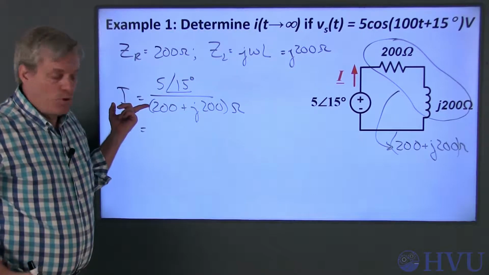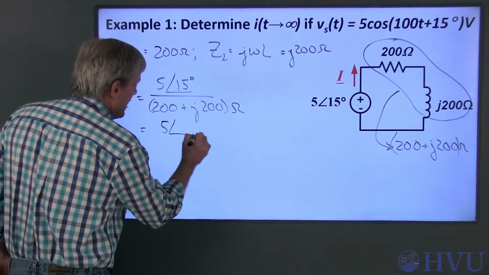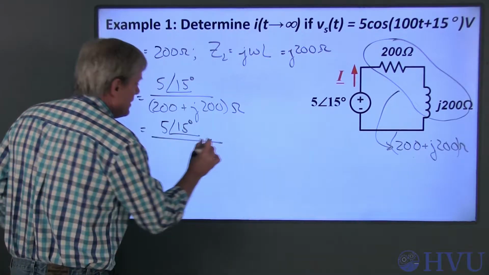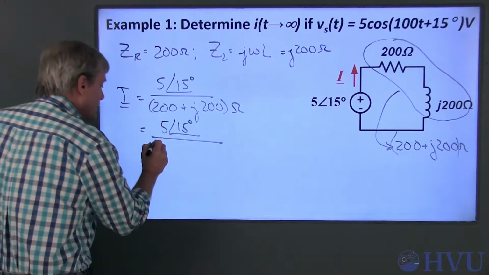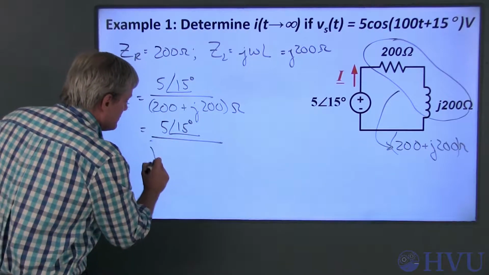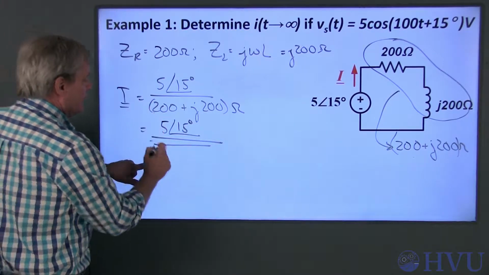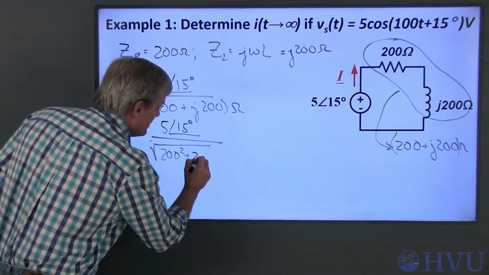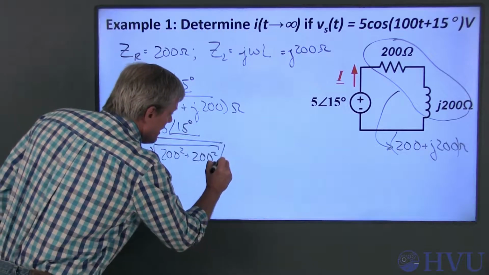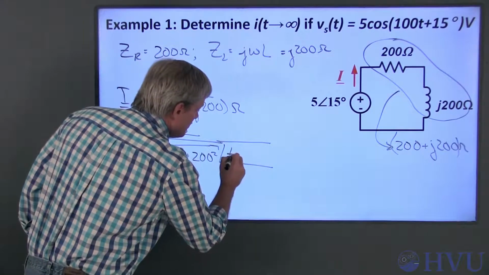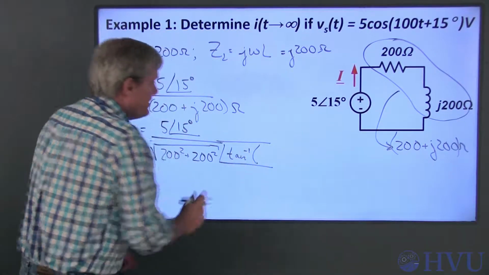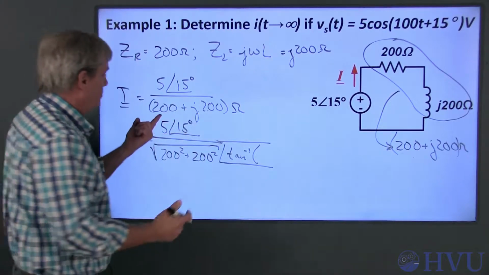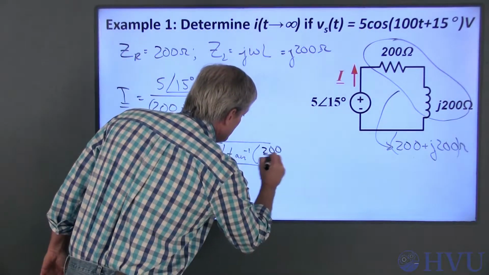Division is easier in polar form. So this is 5 at an angle of 15 degrees. Converting this to polar form, the magnitude is the square root of the real part squared, 200 squared, plus the imaginary part squared, which is 200 squared. And the phase angle is the inverse tangent of the imaginary part, 200, over the real part, which is also 200.